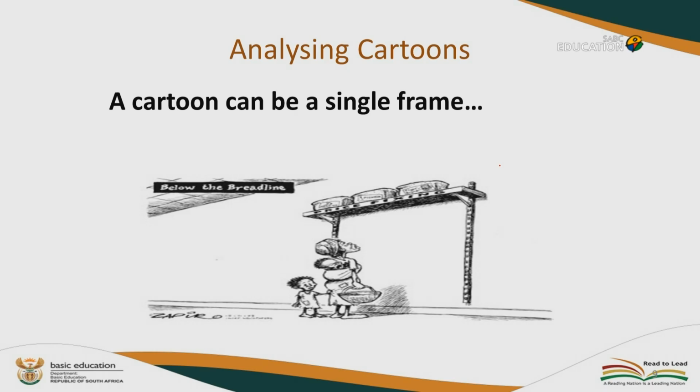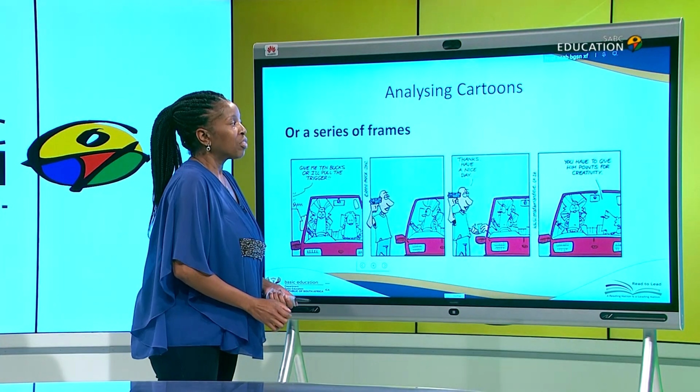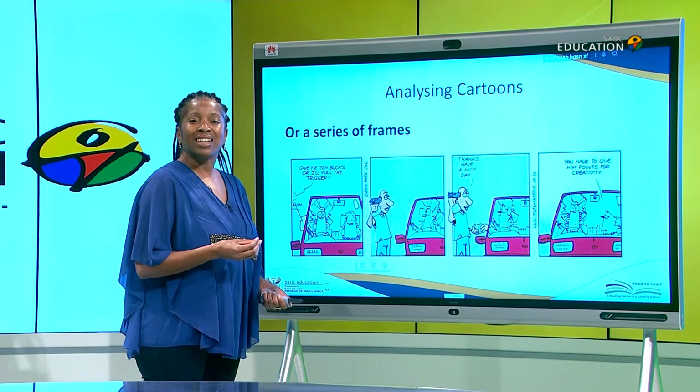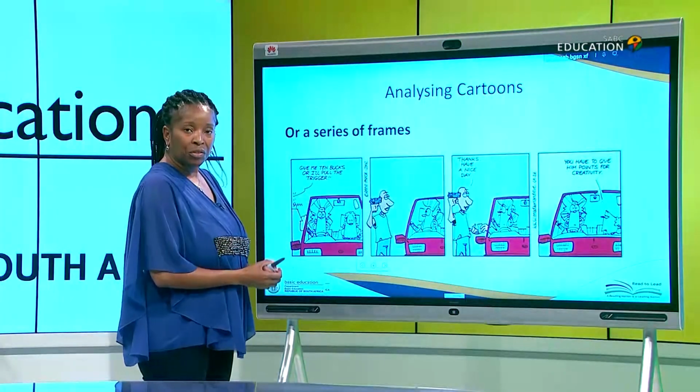This is a single frame of a cartoon from a newspaper article from a well-known cartoonist called Zapiro. This is what a single frame looks like. Then we have what we call a cartoon strip. Now this is a series of frames.